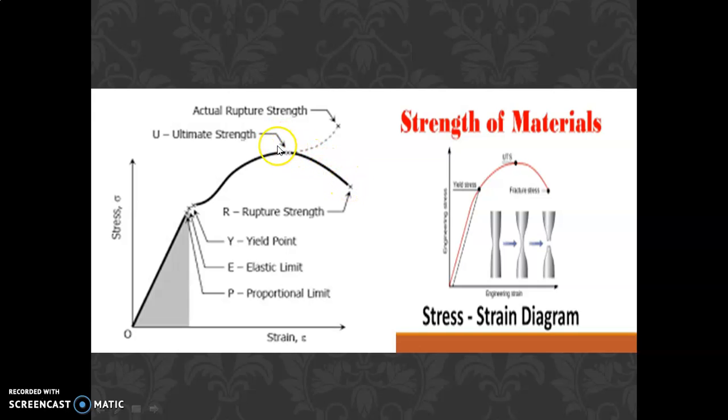Whenever ultimate strength is achieved, later on this graph decreases in a downward direction, and here though stress is not increasing, strain increases. Is it okay? This particular point is considered where stress does not increase but strain increases, because here strain starts to increase but stress doesn't. Is it okay? Later on, if we observe, this particular point comes where the material breaks into two pieces, and this is the rupture strength. So there is a difference between actual rupture strength and rupture strength. We are going to see the numerical based on this particular part.